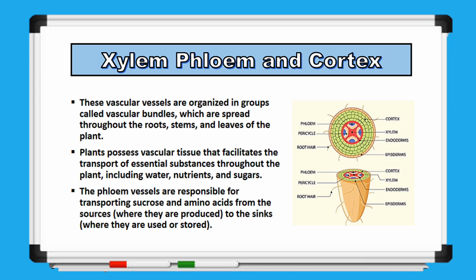From this diagram, we can clearly identify and understand the positions of the xylem, phloem, and cortex. These vascular tissues are arranged in groups called vascular bundles, which are distributed throughout the roots, stems, and leaves of the plant. Plants rely on this vascular system to transport essential substances, such as water, nutrients, and sugars, to different parts of the plant. Specifically, the phloem is responsible for moving sucrose and amino acids from the sources, where they are produced, to the sinks, where they are either used or stored for later. This system ensures that every part of the plant gets the nutrients it needs to grow and function properly.